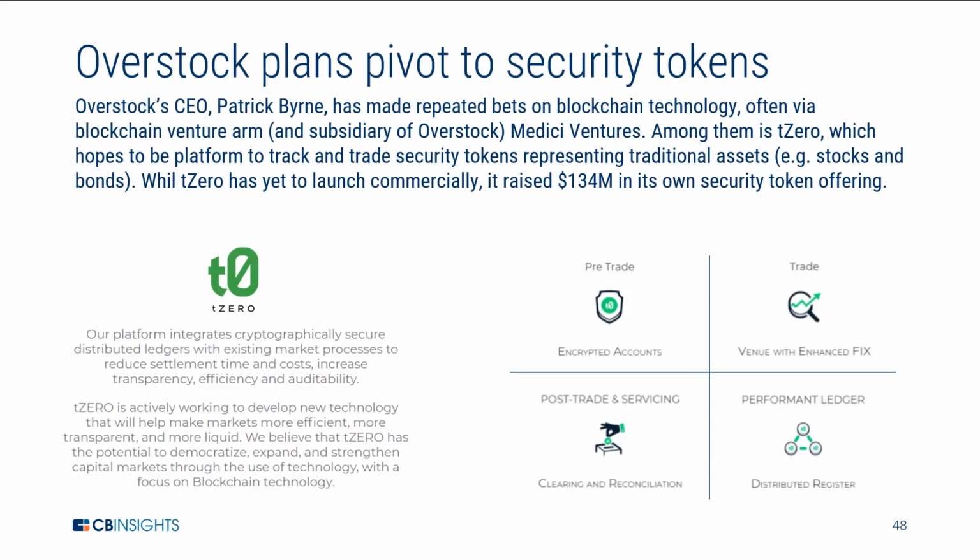And while not an exchange, Overstock, the popular e-commerce retailer, looks to be making a pure pivot to blockchain technology and security tokens. Overstock's CEO, Patrick Byrne, has said that he's in talks to sell the company, and he has made repeated bets on blockchain technology through Medici Ventures, which is a subsidiary of Overstock. Among those bets is tZERO, which hopes to be a platform to track and trade security tokens that represent traditional assets like stocks and bonds. And while tZERO has yet to launch commercially, it raised $134 million in its own security token offering.